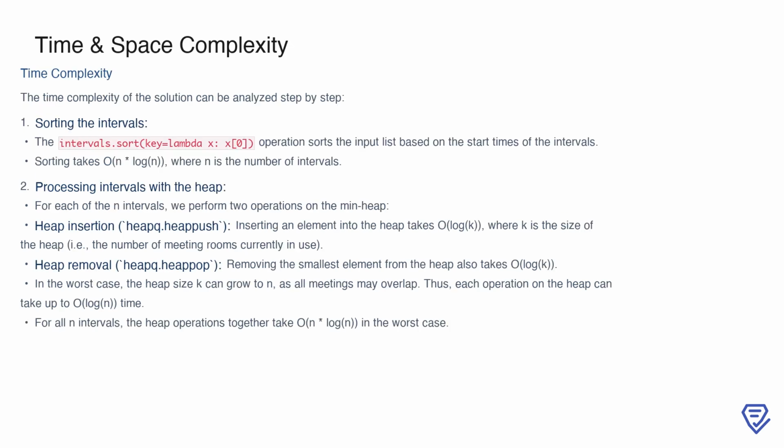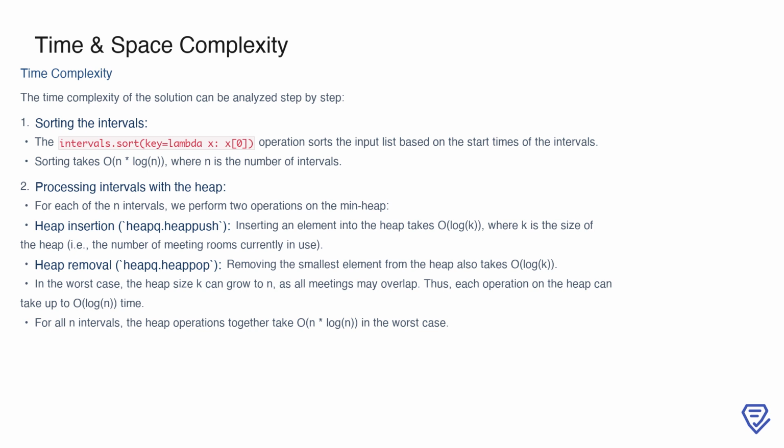To analyze the time complexity of our solution, let's break it down into its main components. First, sorting the intervals by their start times using the intervals.sort operation takes O(n log n), where n is the number of intervals. Sorting dominates this step because we are arranging the intervals in chronological order, which is essential for processing them efficiently. Next, we handle the intervals using a min heap to track meeting end times.